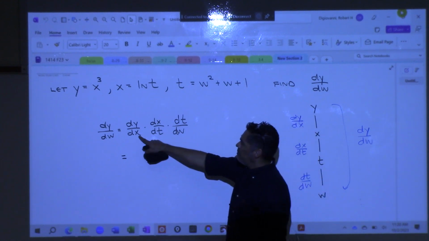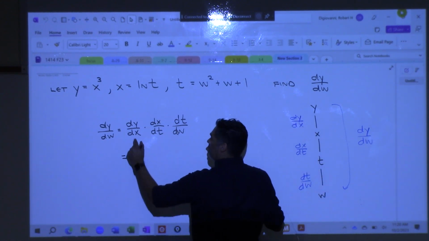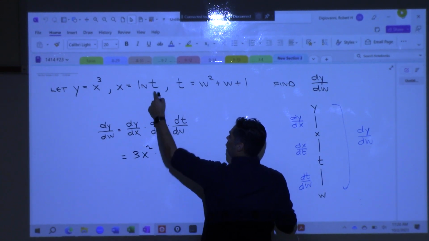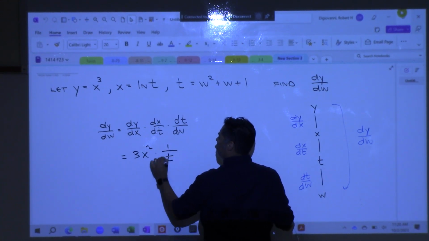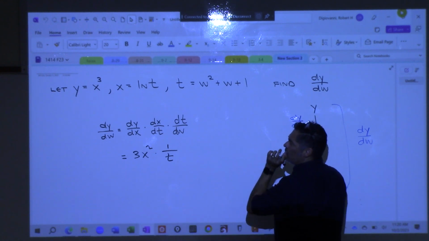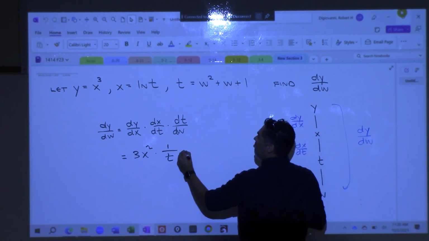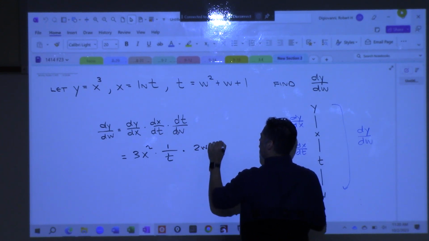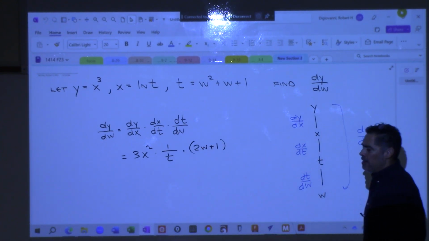What's dy/dx? 3x squared. Times, what's dx/dt? 1 over t. Right, you're taking the derivative of natural log. And then times the derivative of that, 2w plus 1. I need that in parentheses, don't I? I can't just leave that like that.